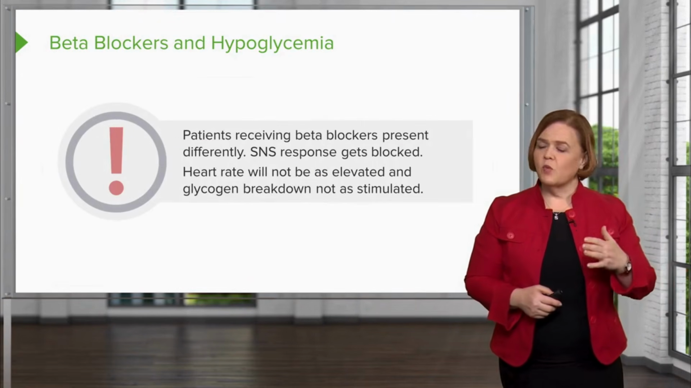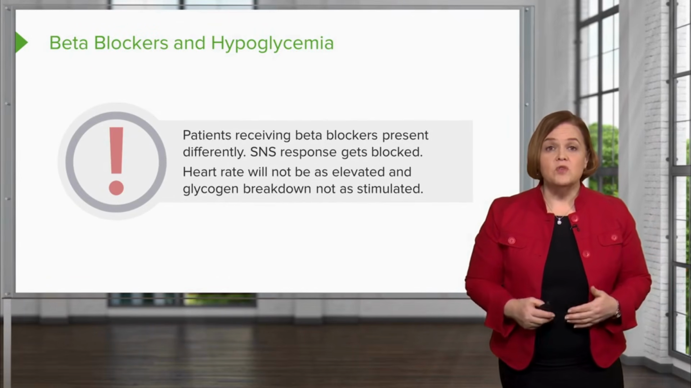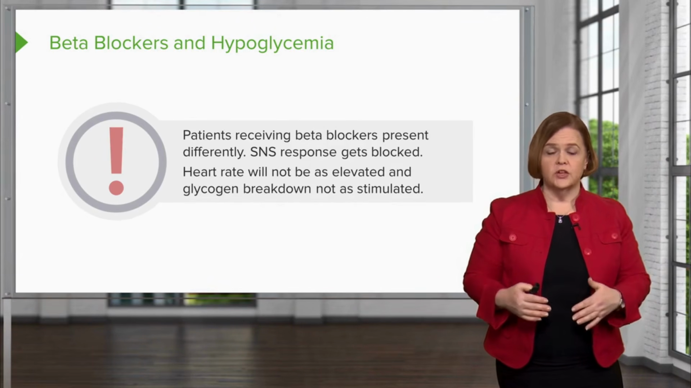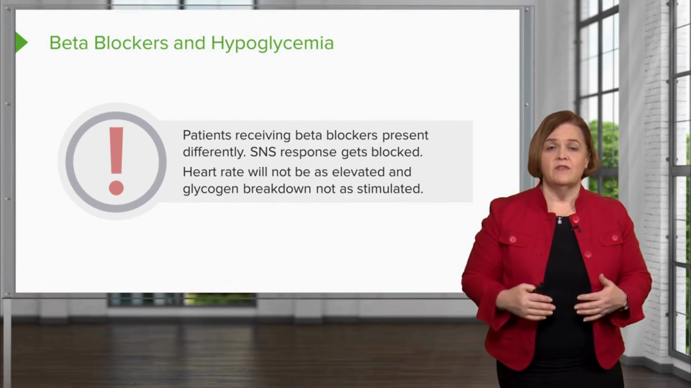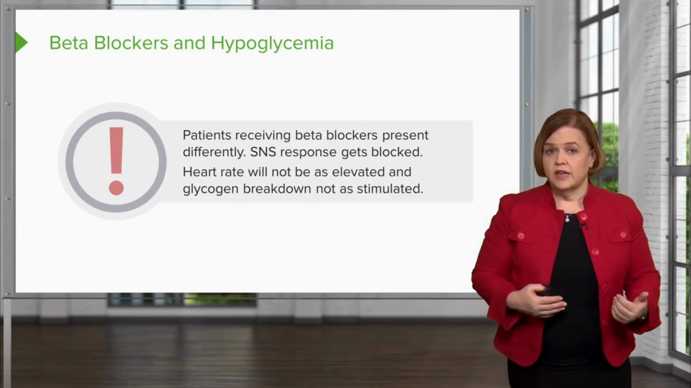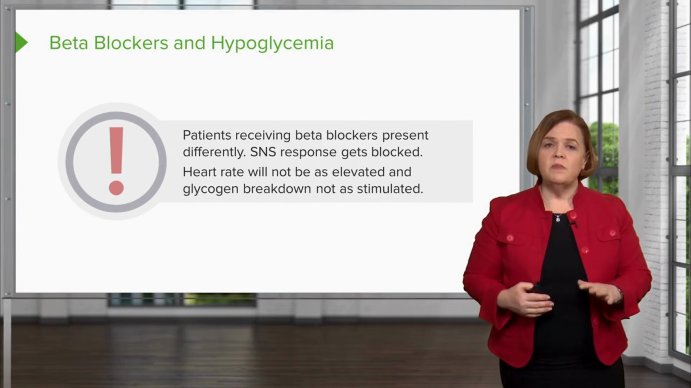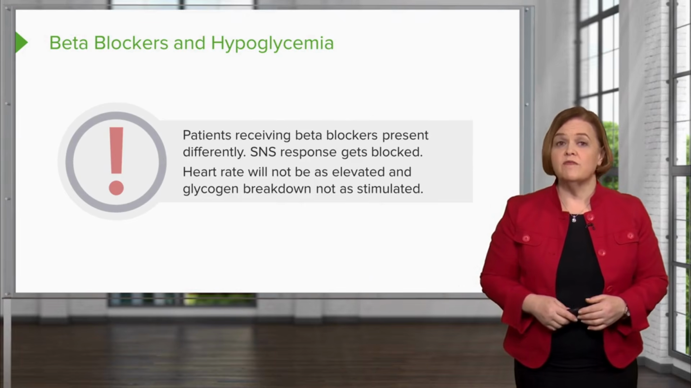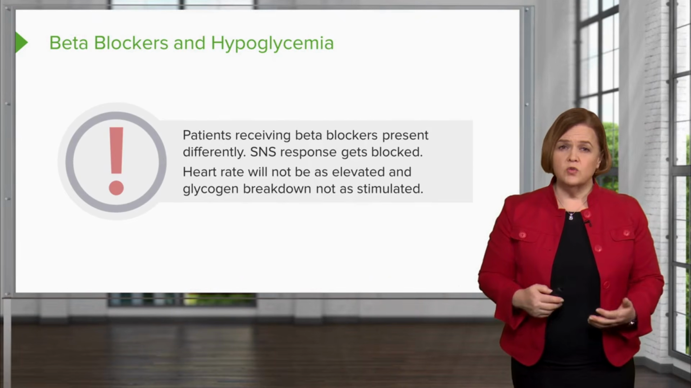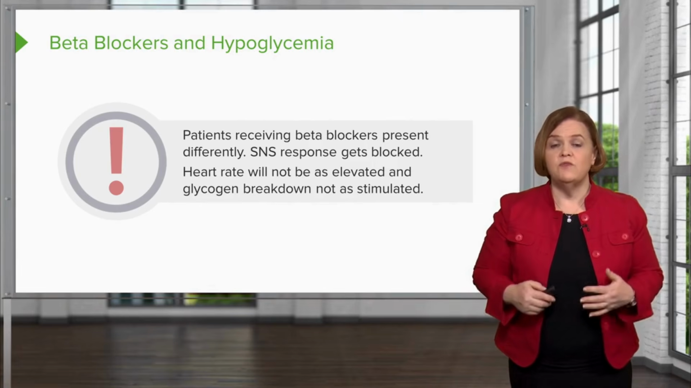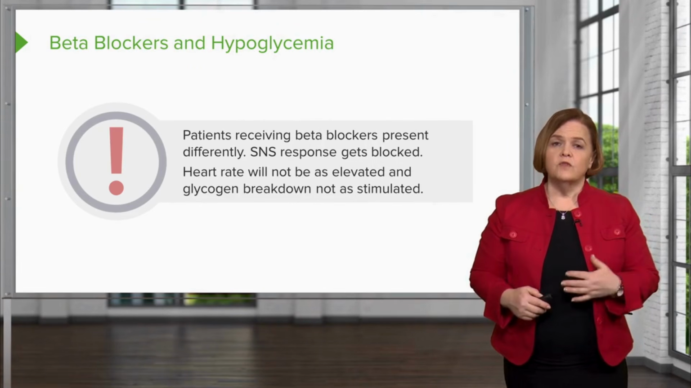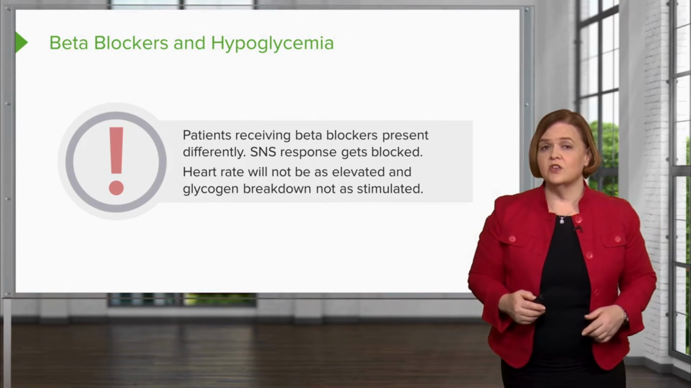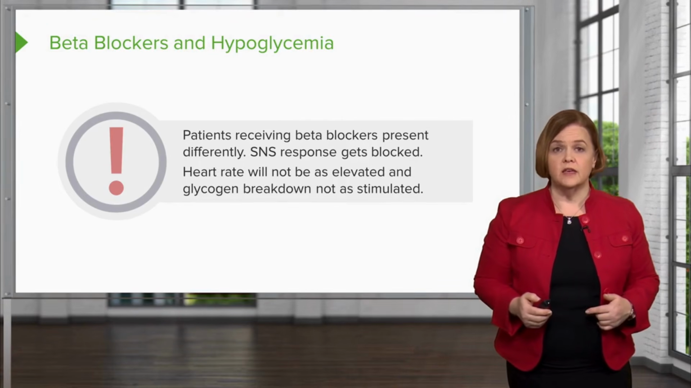Now, we mentioned it briefly, but I want to go back over that point again. People who are receiving beta blockers, when they have a low blood sugar, you're not going to see that heart rate as elevated, and the body's also not going to be able to break down that glycogen. So people on beta blockers who are also diabetic or receiving insulin, this is something you want them to be very aware of. They're not going to show you the normal signs and symptoms, so they need to be really vigilant in checking their blood sugar. For you observing the patient, if they start to show you some signs of confusion, that is a sign you'll see, and you want to check their blood sugar immediately.